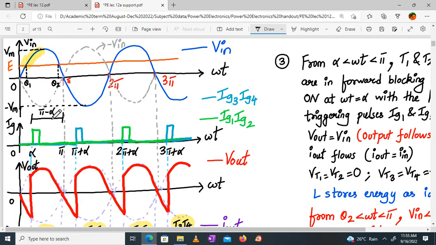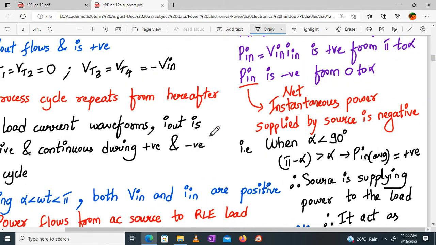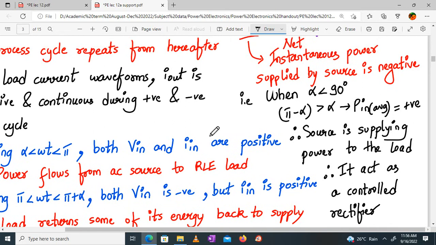ये मेरा pi minus alpha, is it greater than alpha? This is alpha, इधर से इधर तक. Correct now? So is my pi minus alpha greater than alpha? Yes. So whenever my pi minus alpha is greater than alpha, my average input power is positive. That means my source is supplying the power to the load. It acts as a controlled rectifier. And this happens for alpha less than 90 degrees.